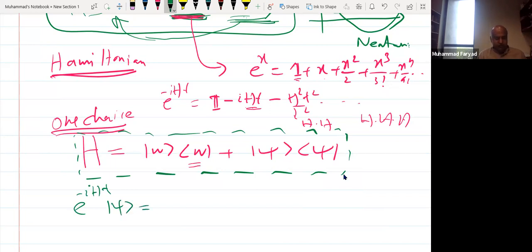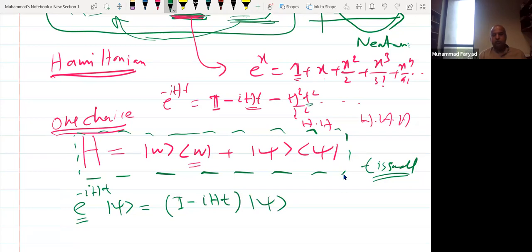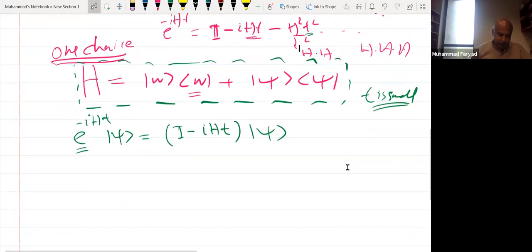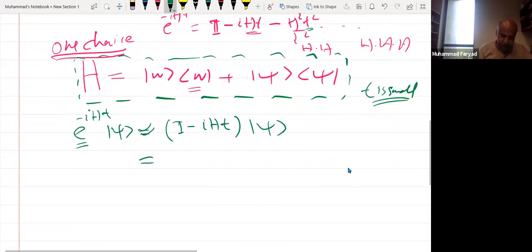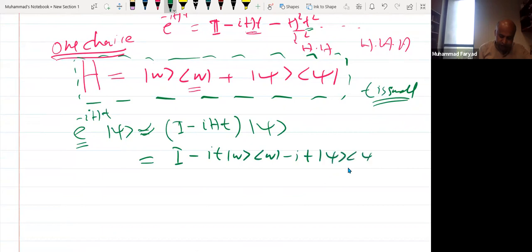So if I apply this exponential minus iota ht, and I assume that t is very, very small, I'm going to evolve very briefly this system, the system at state psi. So it means if the t is small, I can approximate this operator as I minus iota ht. I can ignore the higher order term, because if t is small, t square is going to be extremely small, and the contribution of the remaining terms is going to be negligible. So it means I can approximate this, and this is equal to I minus iota t omega minus iota t psi.